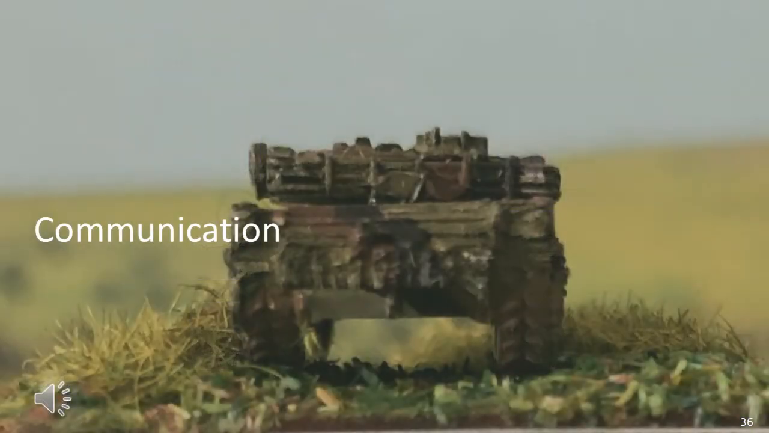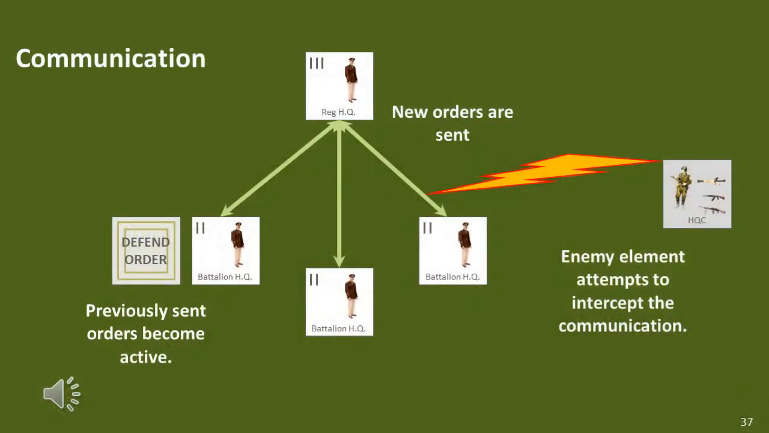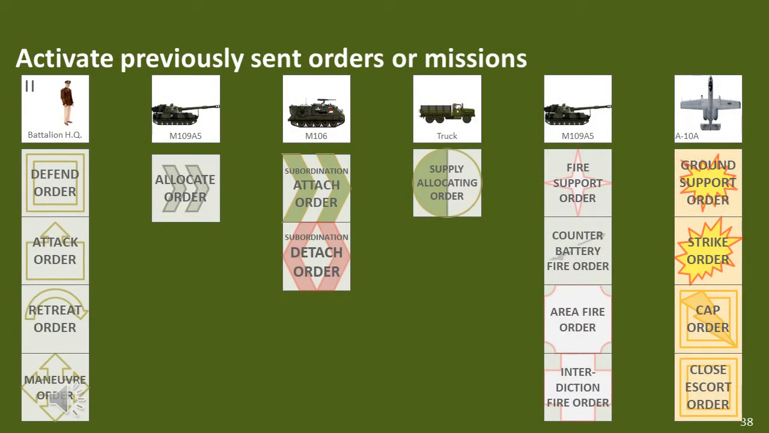We will now cover communications or missions and orders. During the communication subphase of the phasing command phase, players activate previously sent orders or missions, send new orders, and then the non-phasing player may attempt to intercept those communications if they are sent by radio. All orders or missions sent last game turn become active during the phasing communication subphase.